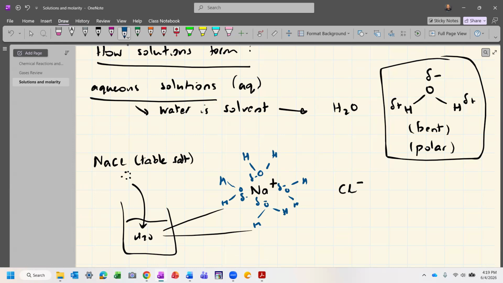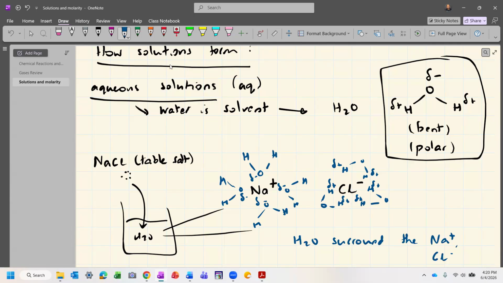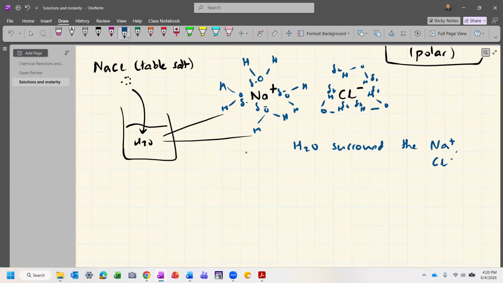So the opposite would happen for the Cl minus, where the H's of the H2O, which are slightly positive, will want to be close to the negative chloride ion. And that is what keeps the Na plus and the Cl minus separated from each other. So the waters, the H2Os, surround the Na plus and the Cl minus, and that process is called solvation.